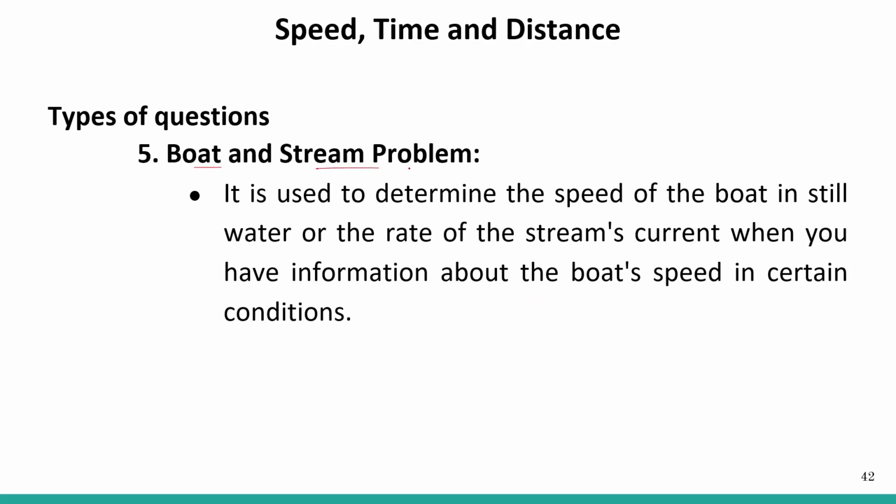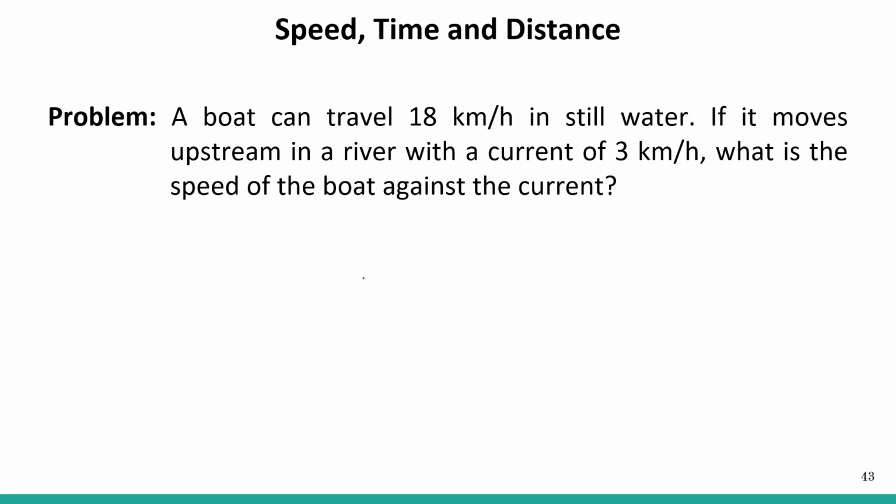So boat and stream problem. It is used to determine the speed of boat in still water or the rate of stream's current when you have information about the boat speed in certain conditions. Okay. So a boat can travel at 18 km per hour in still water. So if it moves upstream in a river of current 3 km per hour, what is the speed of the boat against the current? Okay.